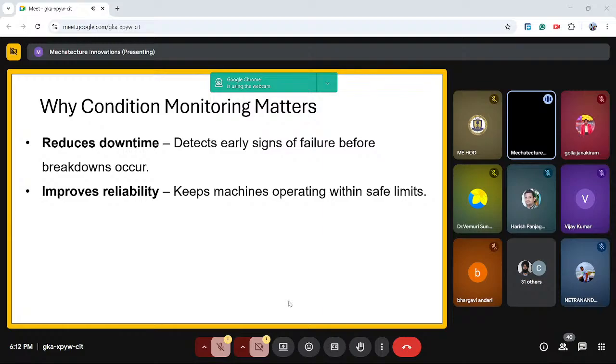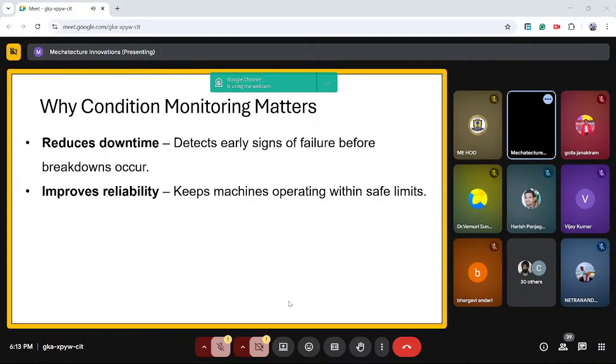Second, it improves reliability because I know all the parameters are working within the limits. For example, if I'm a human, I know there are certain parameters that have to be within the limit. For a healthy human, I can measure my heartbeat, my weight, my blood sugar level. These are the very basic parameters. If these things are within the limit, I can say that I am a healthy person, right? So by knowing the parameters, you can get reliability that this machine is working well.